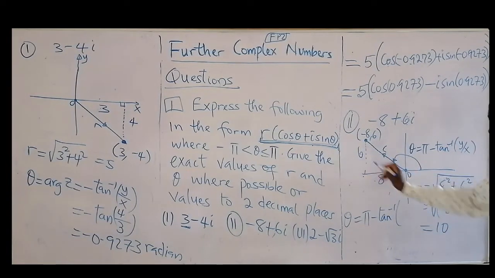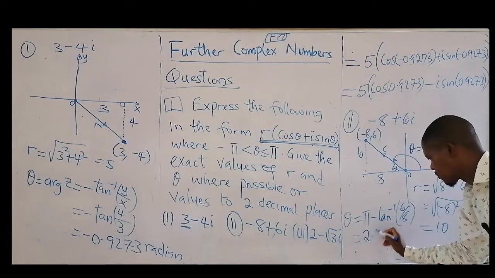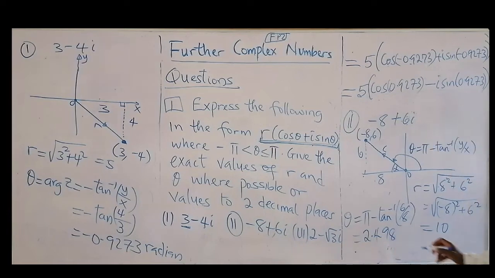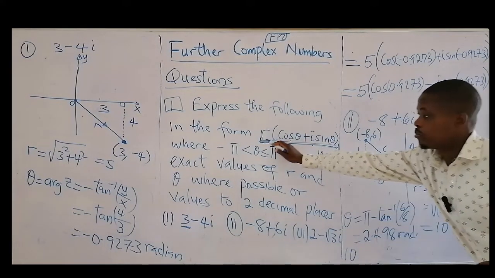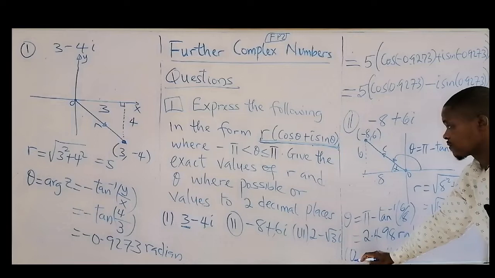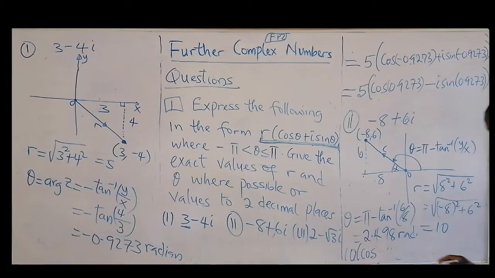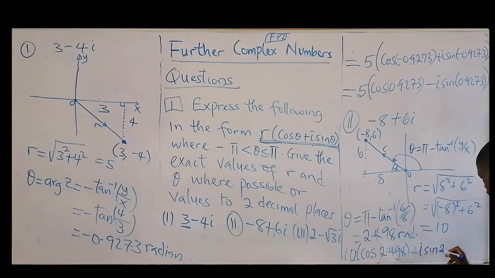Then theta is pi minus arctan of the vertical, that's 6, the imaginary part, over the real part, 8. So we have 2.498 radian. So we've gotten all the necessary parameters. The next thing to do is to plug in those values. The modulus is 10, so open your bracket, then cos of my theta, which is 2.498, and then plus i sin 2.498. So that's that on this question.